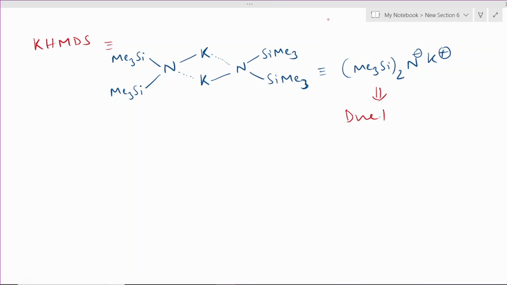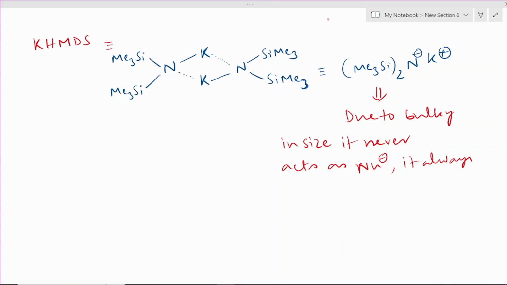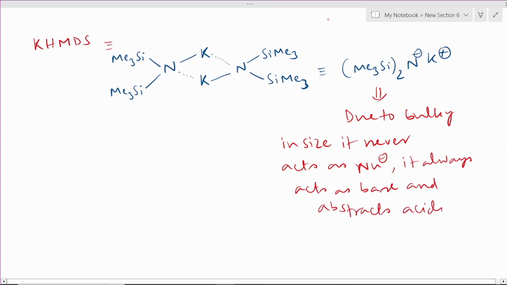So due to its bulky size, it never acts as a nucleophile. It always acts as a base and abstracts acidic protons.